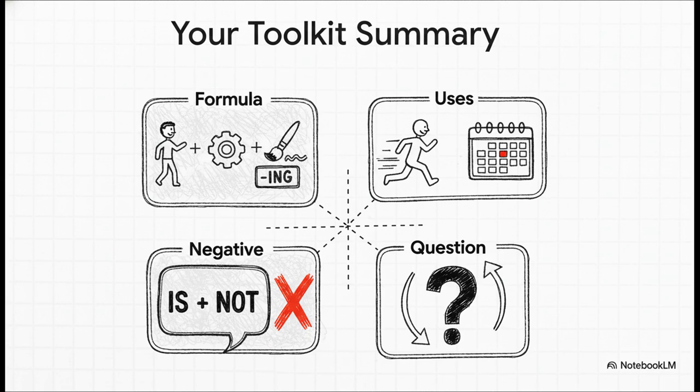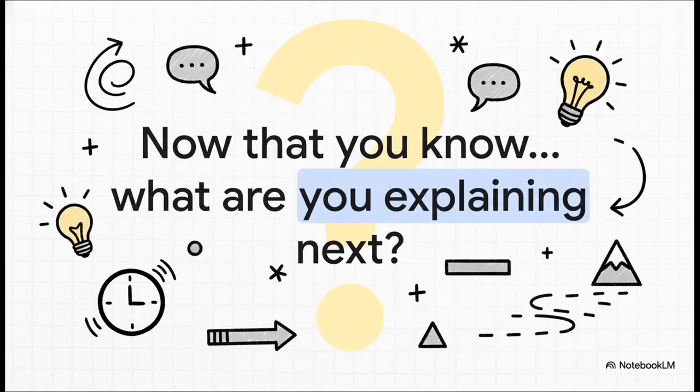So let's do a super quick recap of your new toolkit. The formula is to be plus a verb with ing. You use it for actions happening right now or for temporary situations. To make it negative, just add not. And to ask a question, you just flip the subject and the to be verb. That's the whole shebang. You've got this. And that's our breakdown of the present continuous. We've seen the formula, its two big jobs, and how to switch it up.